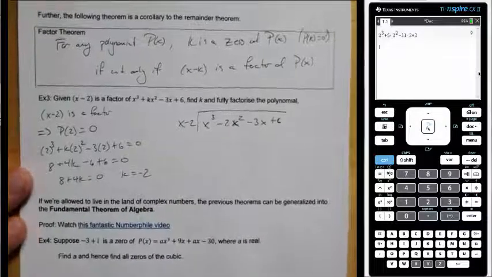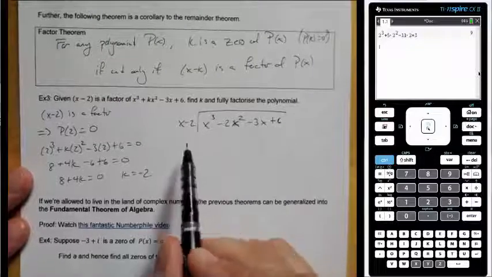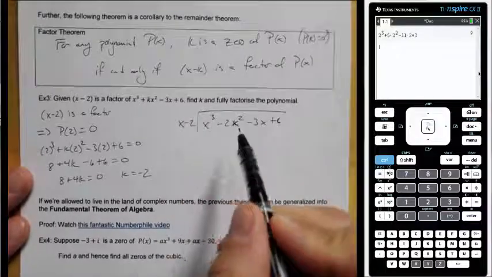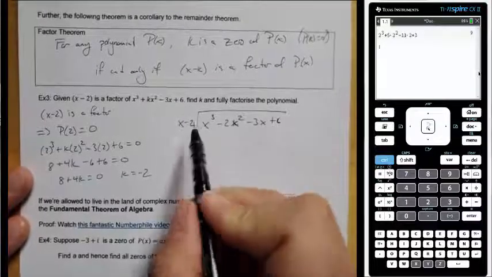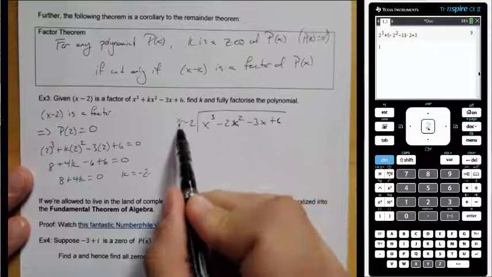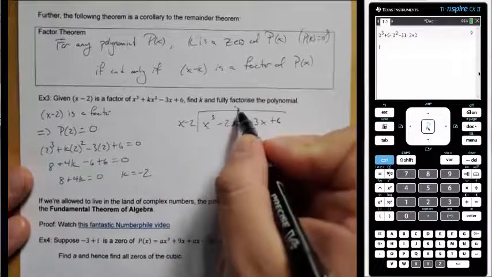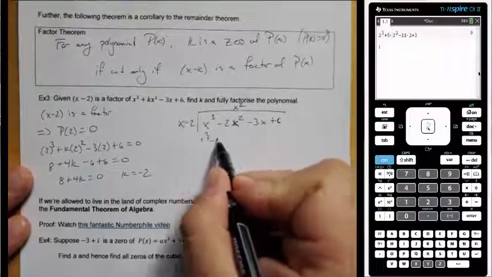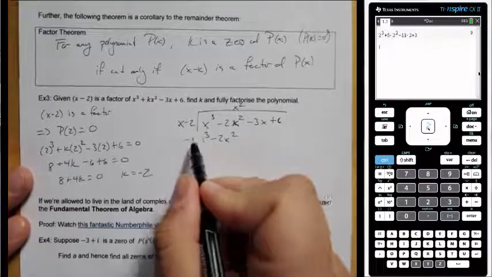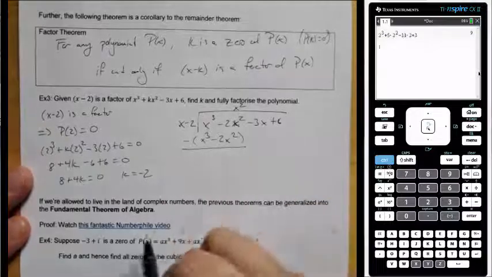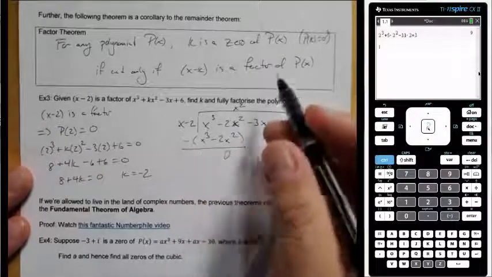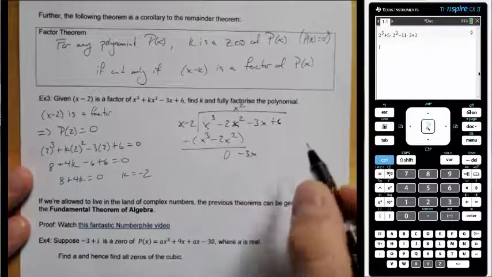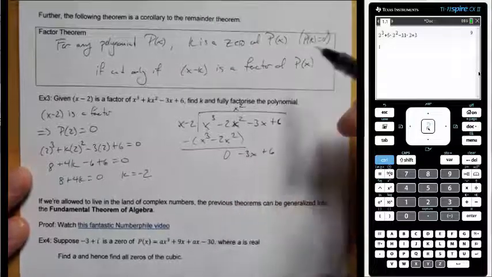I'm going to use long division. And since this is a factor, I know what the remainder is going to be. It's going to be 0. And we'll check to make sure that's true. Let's see. Division algorithm. X times x squared is x cubed. So multiply by x squared, I get x cubed minus 2x squared. Subtract. I get 0 and I get 0. Bring down the minus 3x. And also bring down the plus 6.